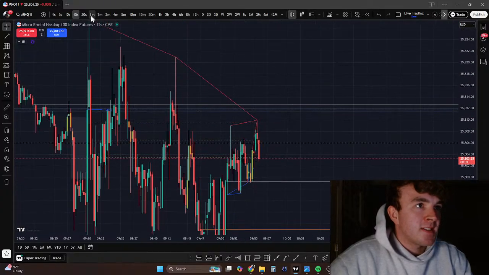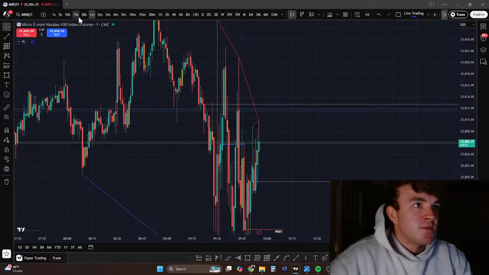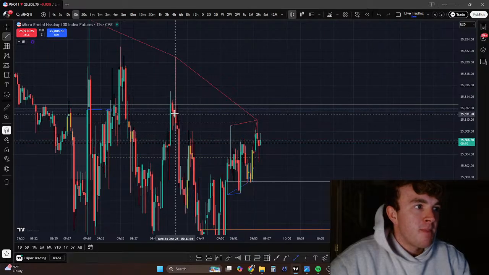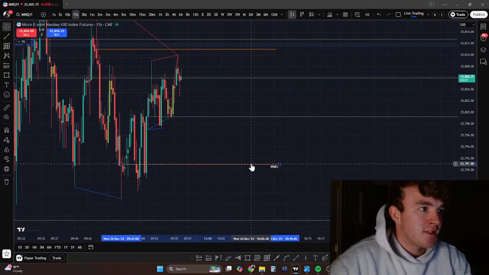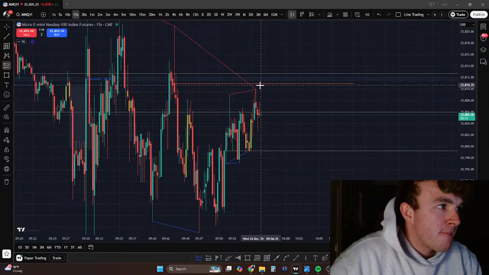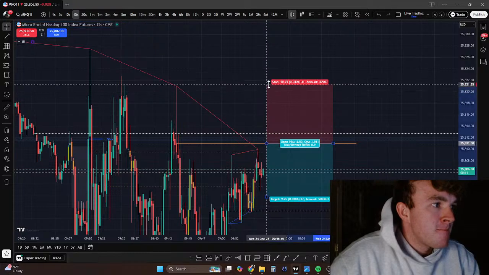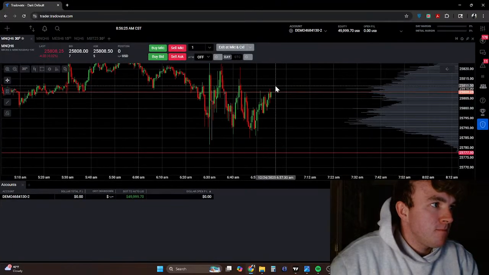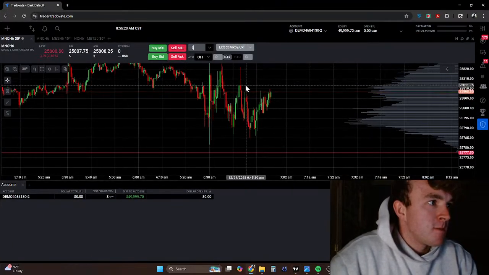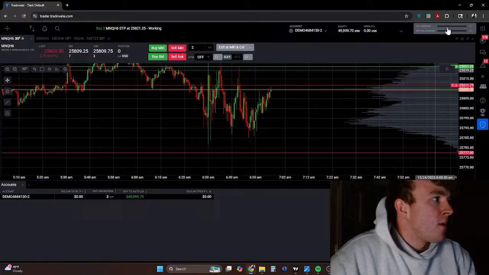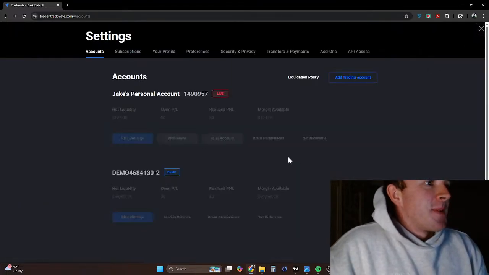I kind of like this idea of trying this rejection block. Look at that nice rejection block there. Let's try this 1-to-1 and see if this does anything. I'm gonna try it on the other account. We're gonna try this going 1-to-1. Let's see.